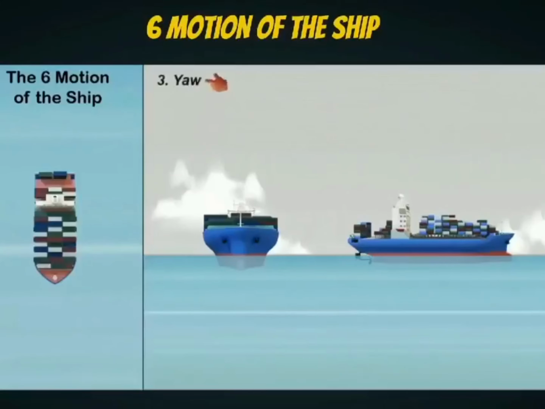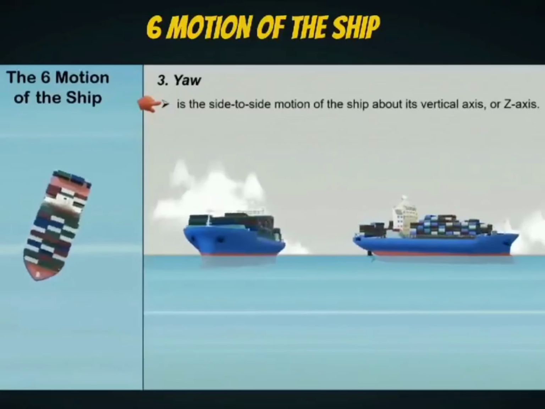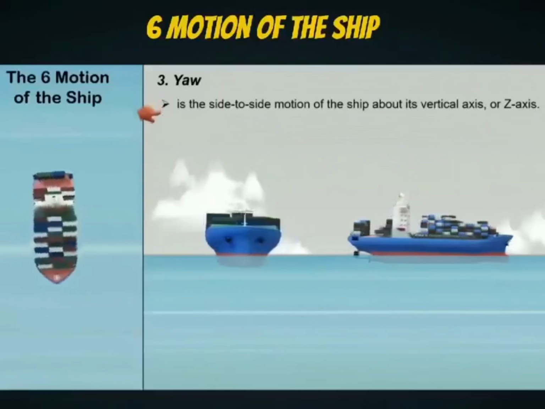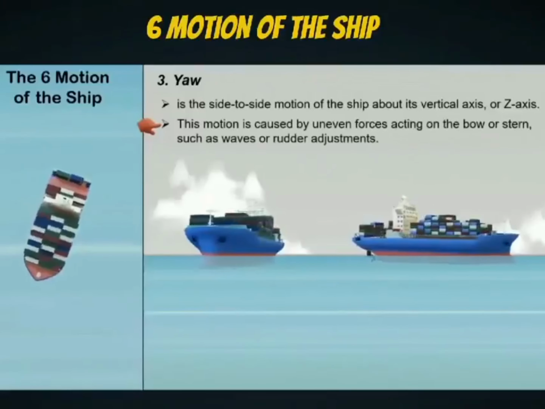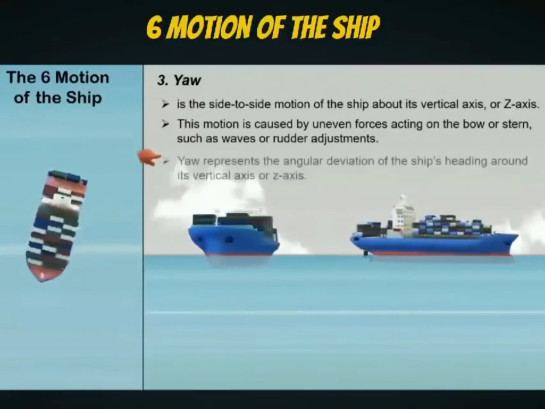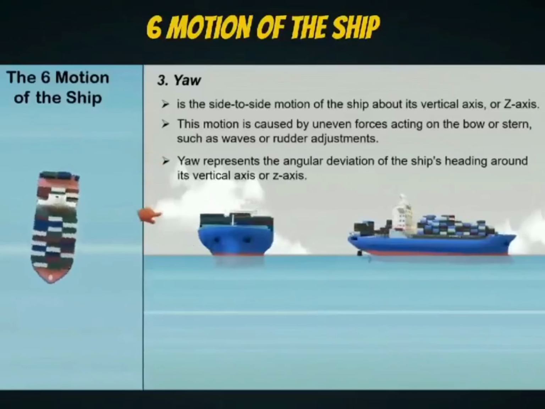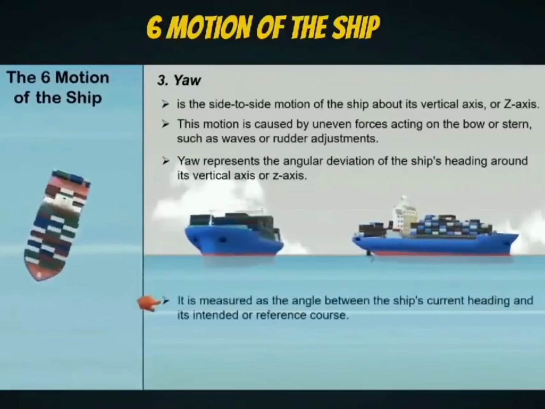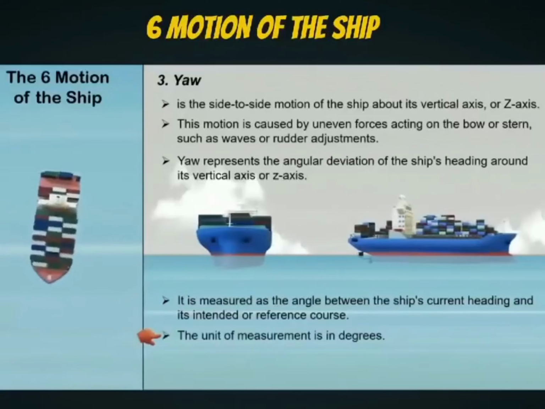The next motion of the ship is yaw. Yaw is the side-to-side motion of the ship about its vertical axis, or z-axis. This motion is caused by uneven forces acting on the bow or stern, such as waves or rudder adjustments. Yaw represents the angular deviation of the ship's heading around its vertical axis, or z-axis. It is measured as the angle between the ship's current heading and its intended or reference course, so the unit of measurement is in degrees.